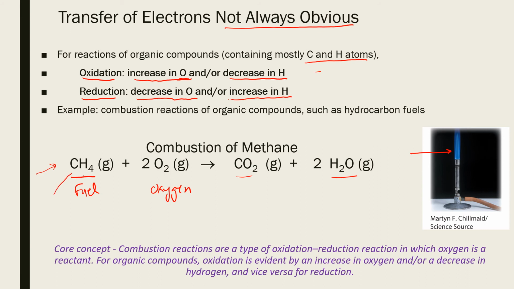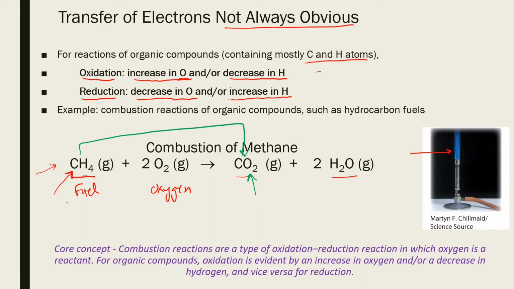Therefore, in these kinds of reactions, it's easier to keep track of oxygens and hydrogens. Let's pay attention to the methane molecule. In methane, carbon has 4 hydrogens before the reaction, and after the reaction, let's see what happened to the carbon. Now carbon has lost all the hydrogens and it has gained oxygen.